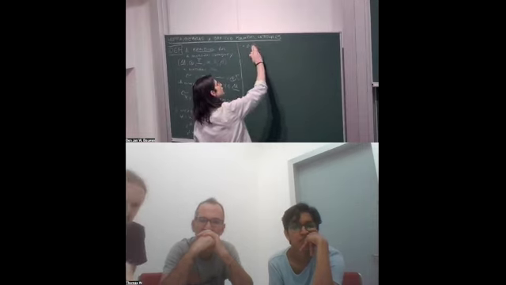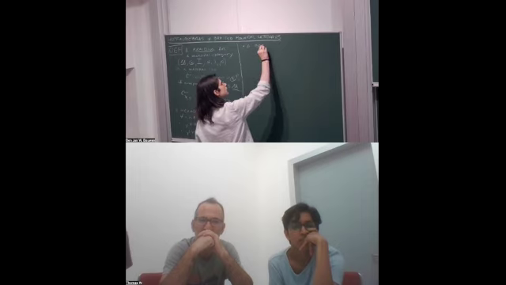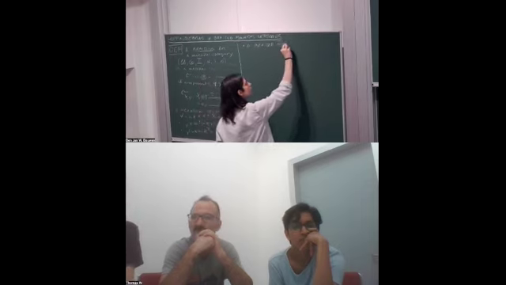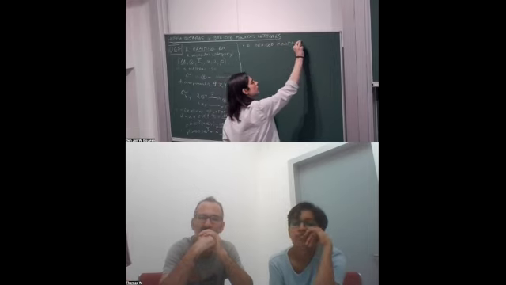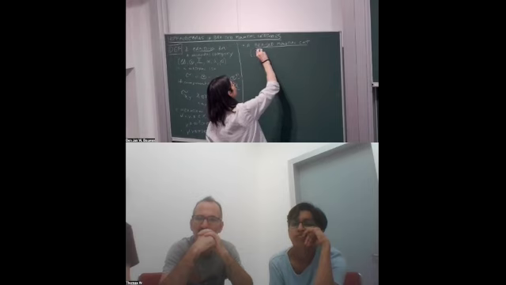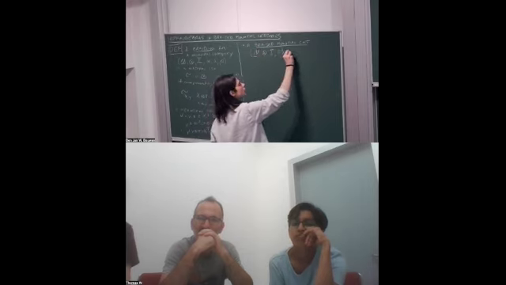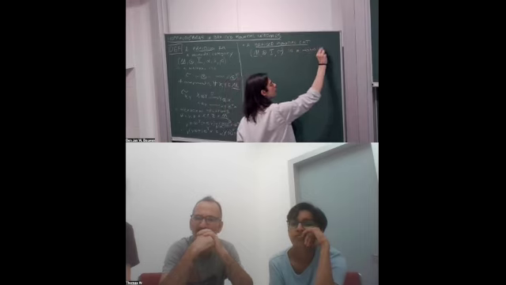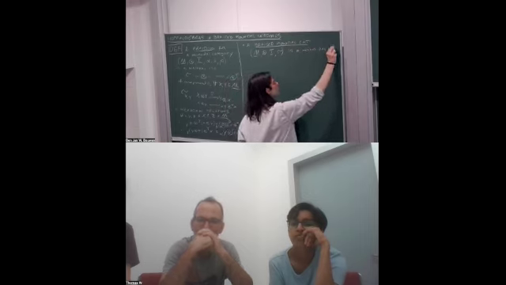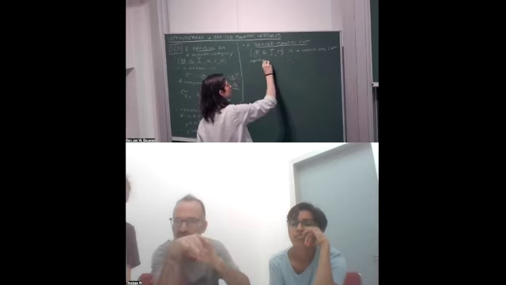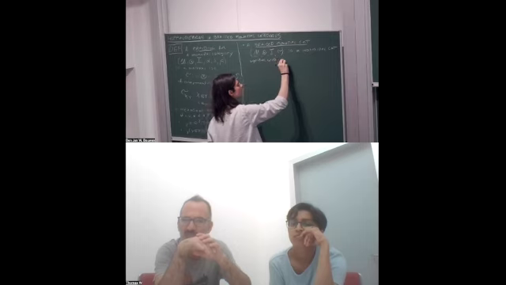And then a braided monoidal category is a monoidal category that admits such a natural isomorphism. So a braided monoidal category is a monoidal category together with a braiding sigma.